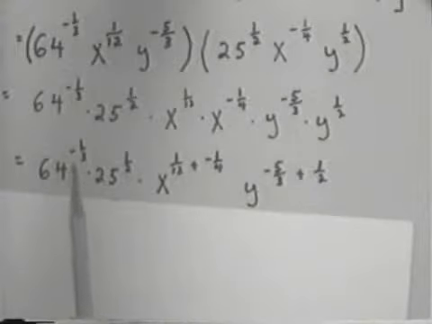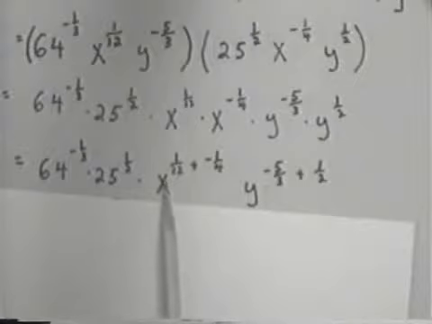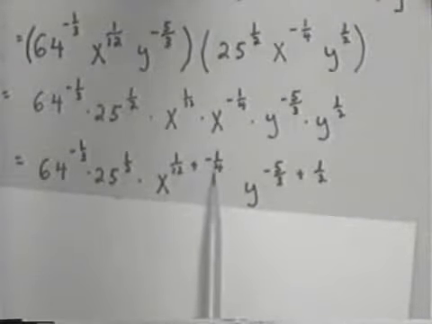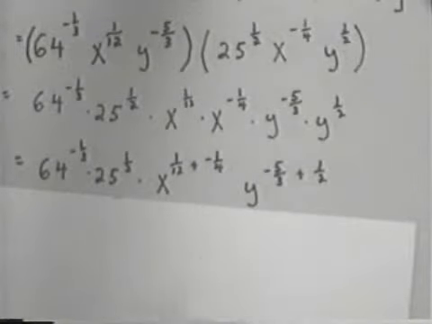So just bring down the 64 to the negative 1/3, bring down 25 to the 1/2, and keep the base, add the exponents. 1/12 plus the negative 1/4. Keep the base, add the exponents. Negative 5/3 plus 1/2.